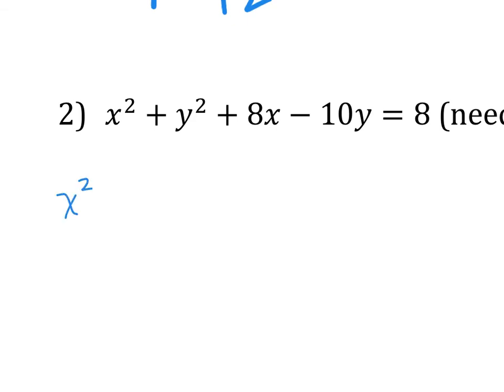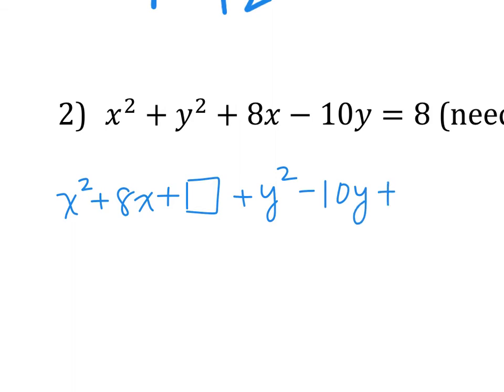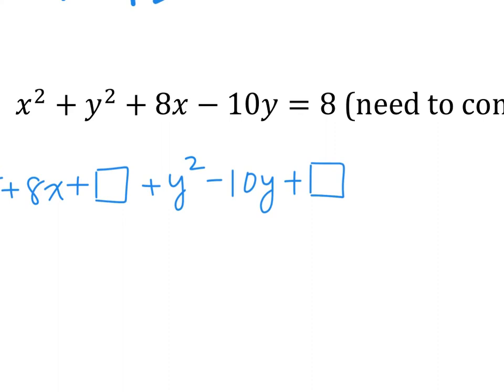So x squared plus 8x, all the x's go together. And since I'm going to complete the square, I'm going to add a box. Then I'm going to put the y's together, plus y squared minus 10y, and then I'm going to add a box. The constant should always stay on the right-hand side.